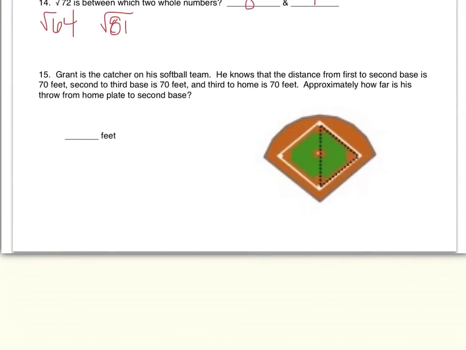Grant is the catcher on his softball team. He knows the distance from each plate is 70 feet. So we're going to say approximately how far is his throw from home plate to second base. So we're going to set up the Pythagorean Theorem. This is our right angle. That's green and you can't see it. There's our right angle. So across from here, this is our C. So we have 70 squared plus 70 squared equals C squared.